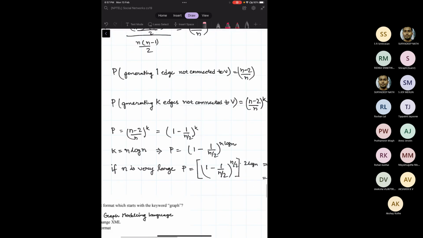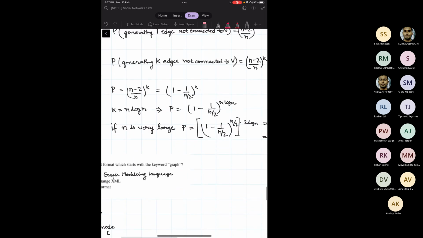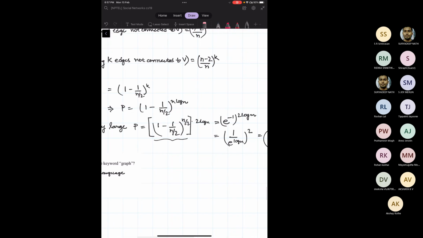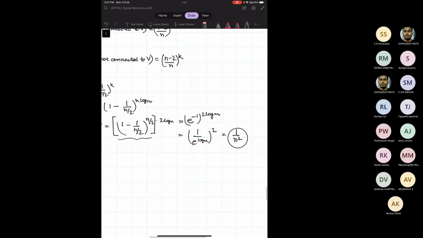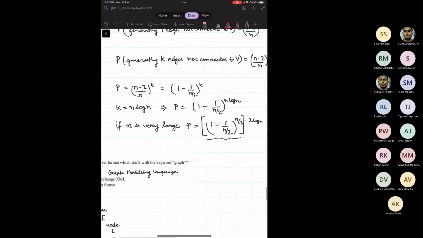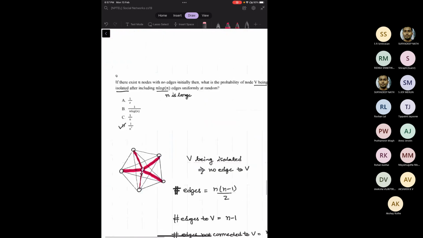So the total probability is n minus 2 over n to the power k, and if k is n log n, you get this formula: 1 minus 2 by n, to the power n log n. And if n is very large, you can do some modification. So it comes as this quantity to the power 2 log n. Now this quantity is e to the power -1 if n is very large, and then you do some algebraic manipulation and it comes out to be 1 over n square. So the right answer is 1 over n square.